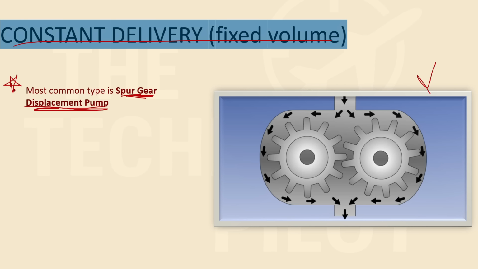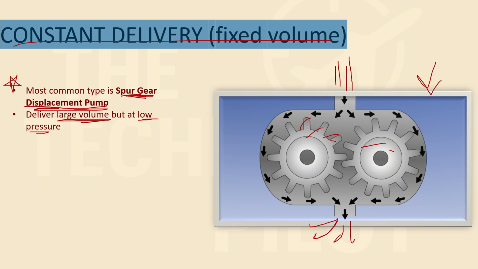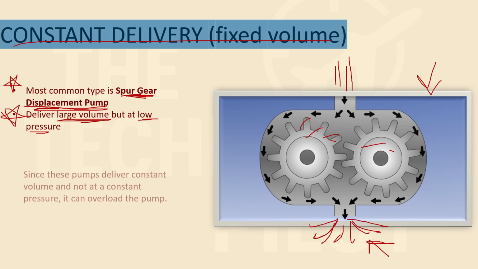This is the diagram of a spur gear displacement type. As the name suggests, it has gears. You can see these gears are here, and then it has this tendency to deliver large volume, but at a lower pressure. So the volume that will be given by this pump will be a lot. It will give out a lot of volume, but the pressure at which this volume is coming out will be low, right? This is just a tendency. Again, something very important to remember.